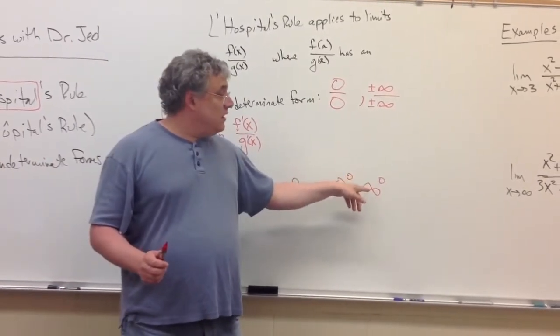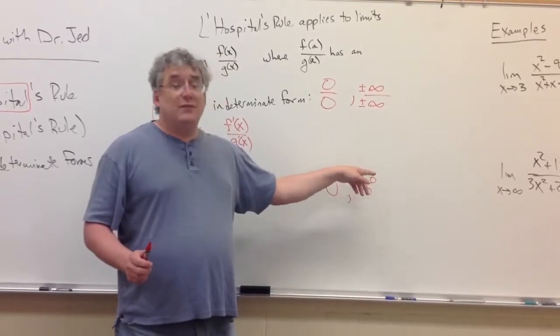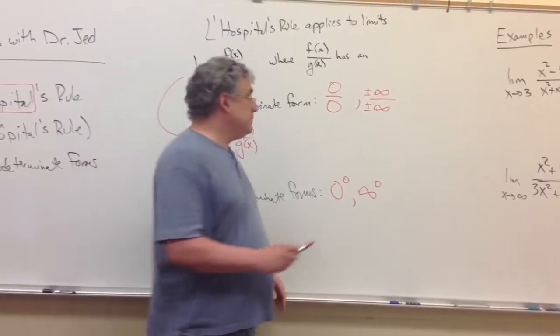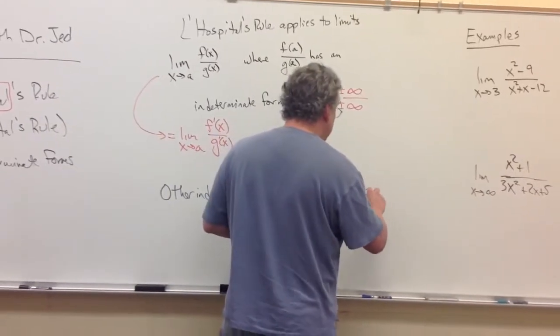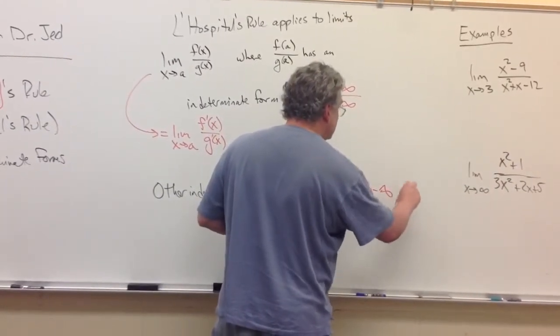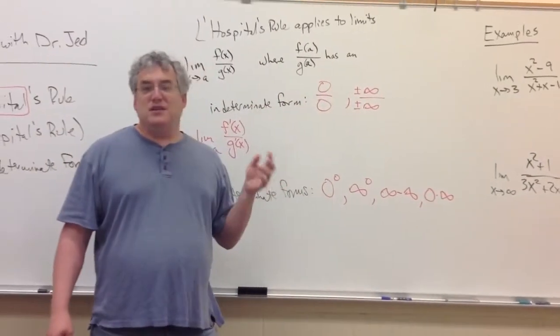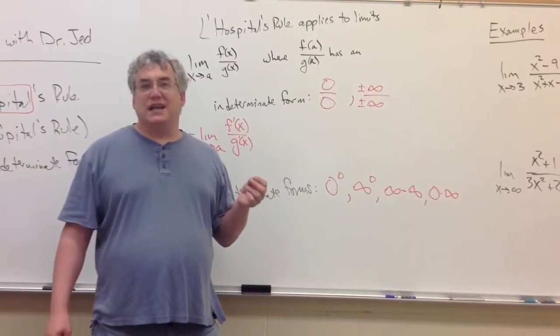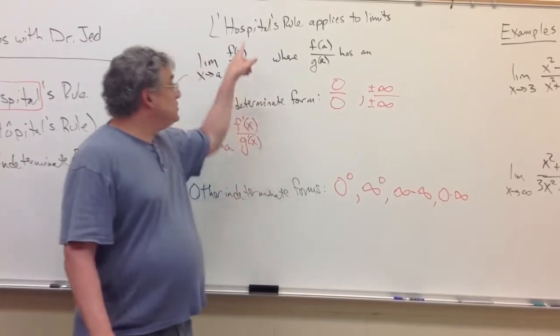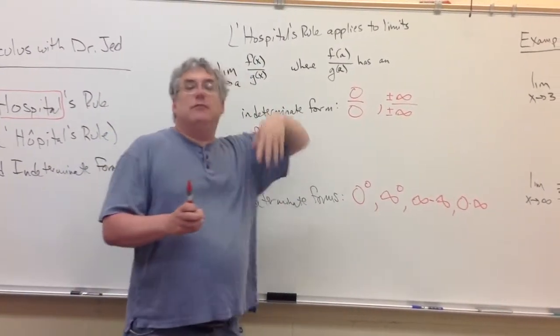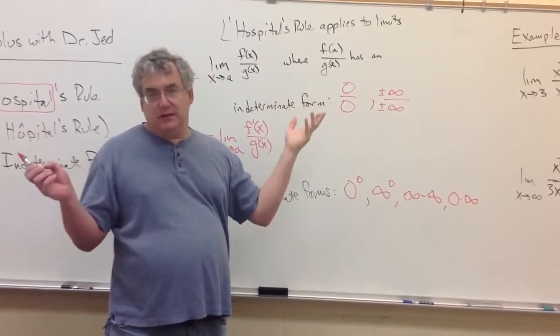Infinity to the 0 power. Again, anything to the 0 power is 1, but infinity is really big. Maybe it's big enough to get a bigger answer. Other forms, infinity minus infinity, or 0 times infinity. All of these are indeterminate forms, but none of them can L'Hôpital use directly. L'Hôpital's rule only applies when you can write it as a fraction. Anything else you have to tweak around to make it a fraction, or do something else.